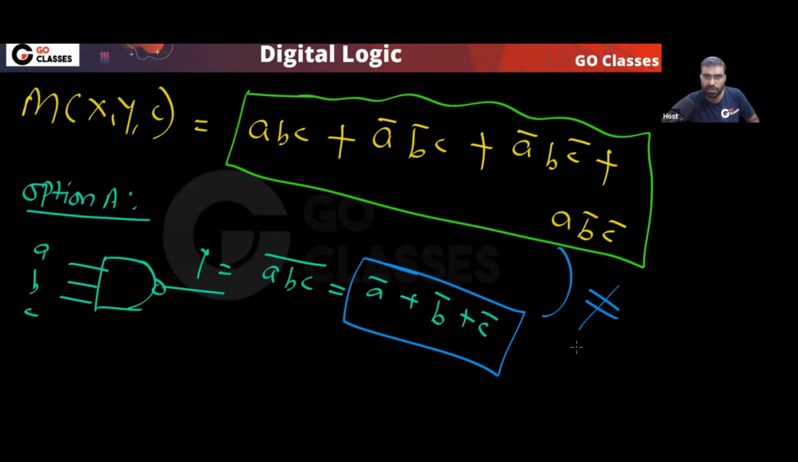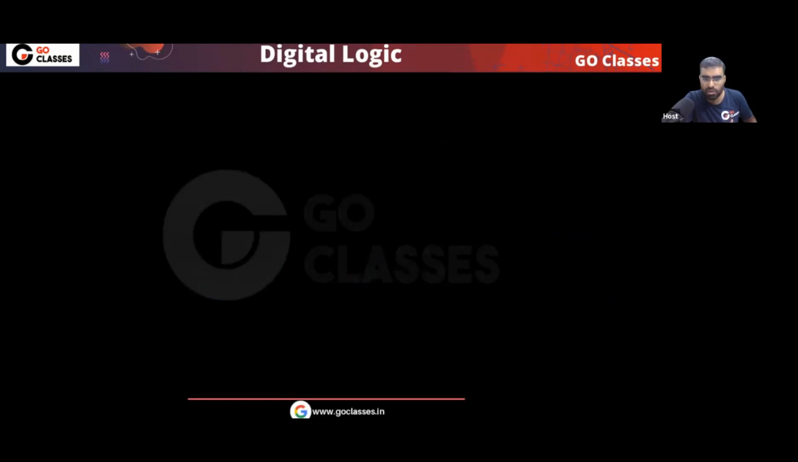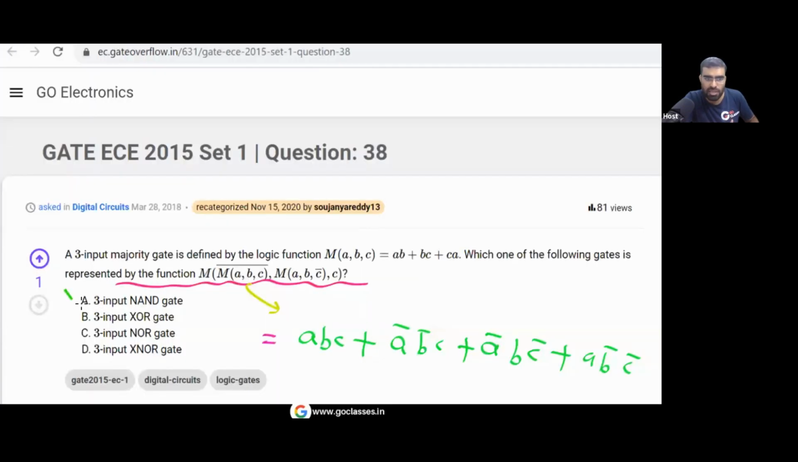For which input combination are these different? Consider A, B, C equal to 0, 0, 0. Yes, very good. If I take all of them 0, for this input combination they will be different. You can see they will be different. So option A is not correct.